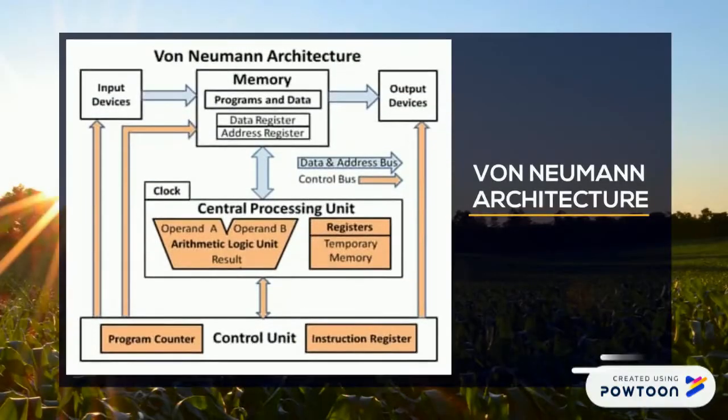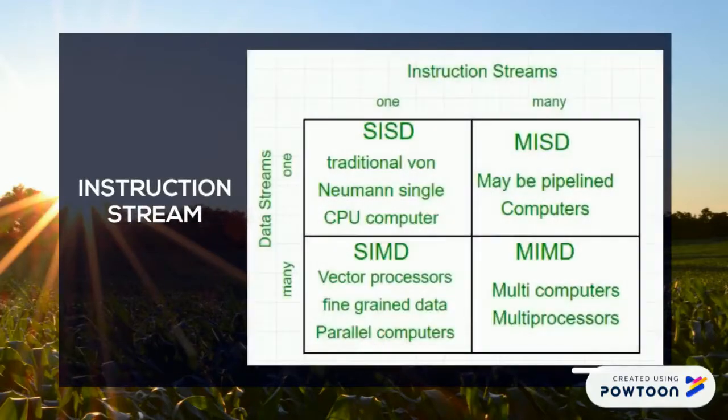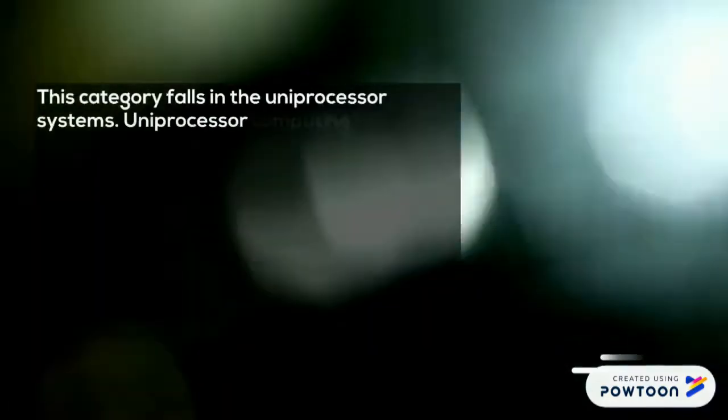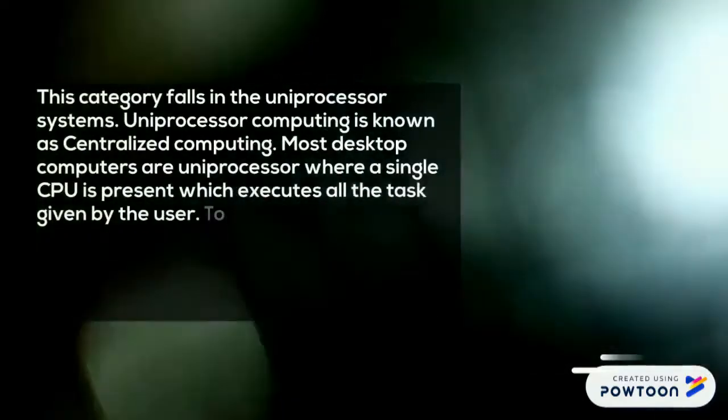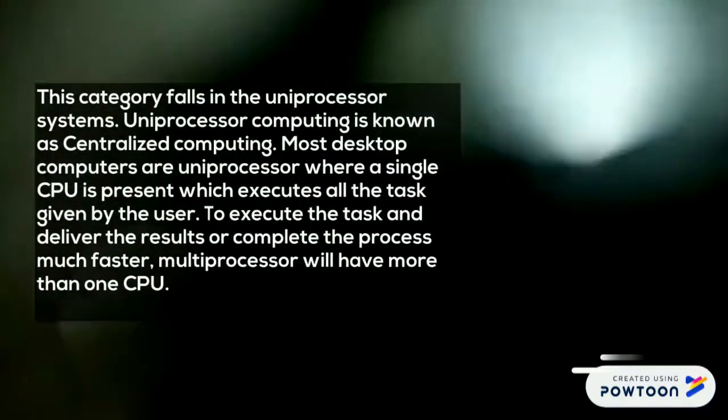This is the von Neumann architecture picture. Here is the instruction stream structure. This category falls in the uniprocessor systems. Uniprocessor computing is known as centralized computing.